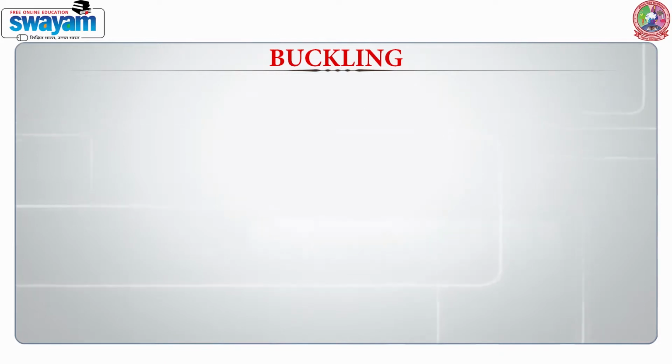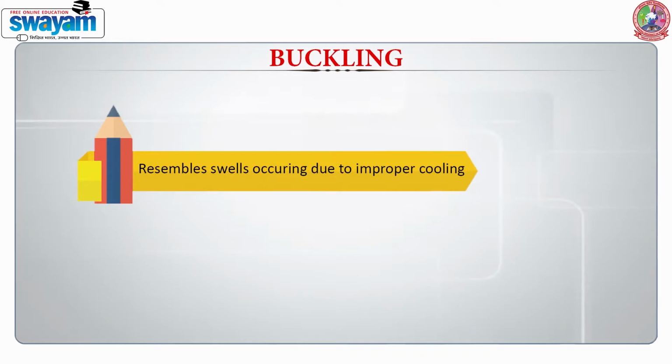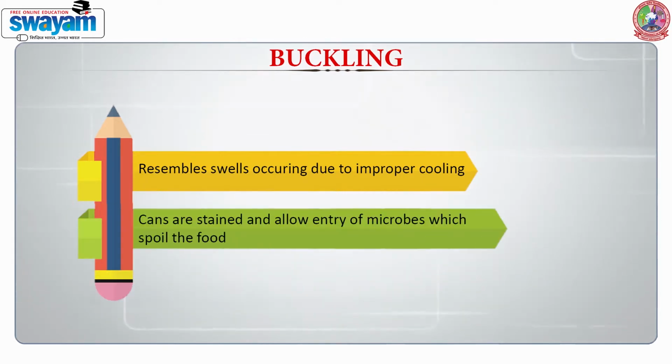Buckling is another type of spoilage where the appearance resembles swell, and this occurs when there is improper cooling of the cans. The cans are stained and they also permit the entry of microorganisms which are capable of spoiling the food present inside the can.